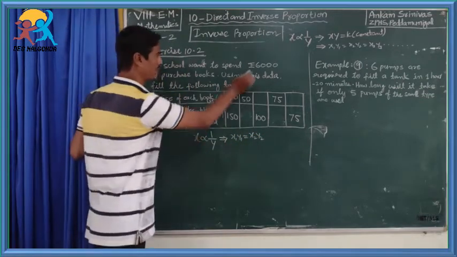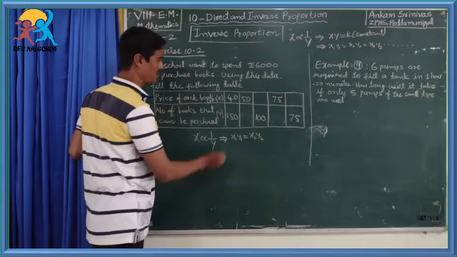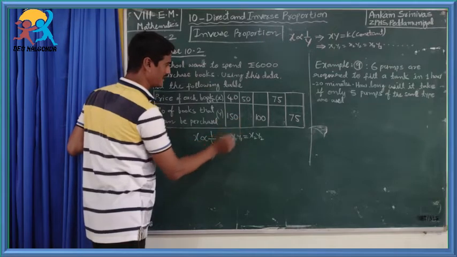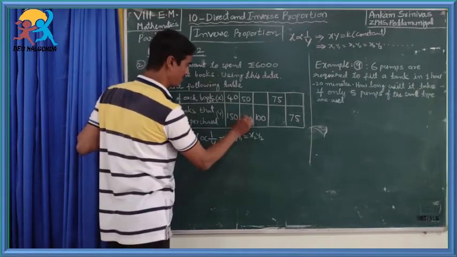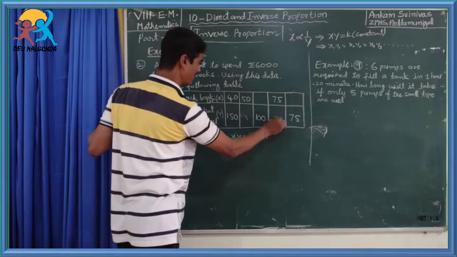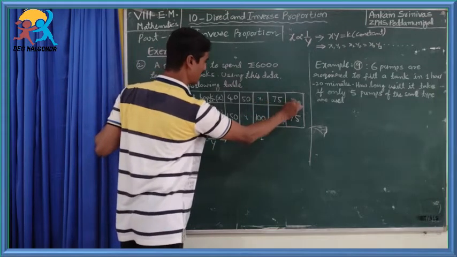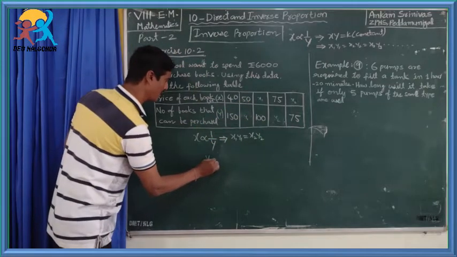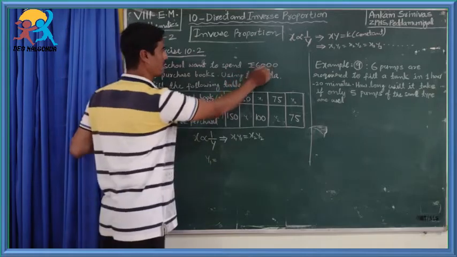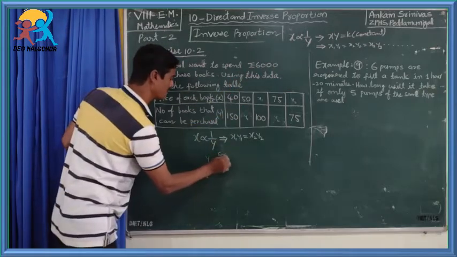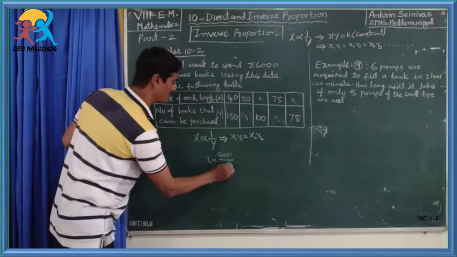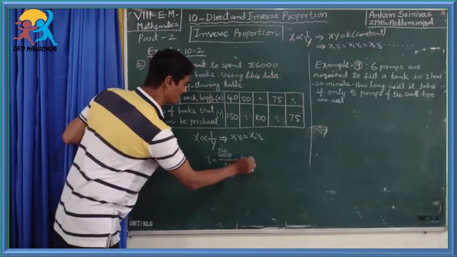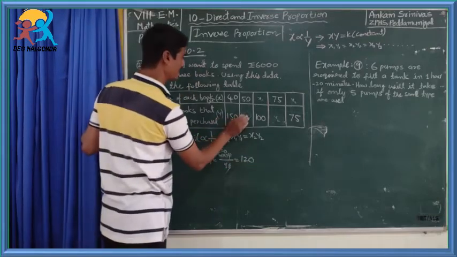So the total amount is 6,000. Here the price is 50, how many books will we get? Let us suppose y1, y2 and x1, x2. Then the products are equal, and the product is already given: the total amount is 6,000. So 6,000 by 50. The zeros cancel, 5 times 12 is 60... so this answer is 120.